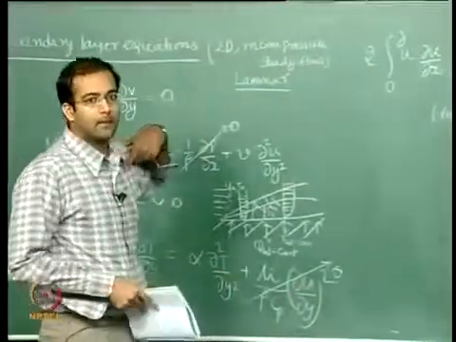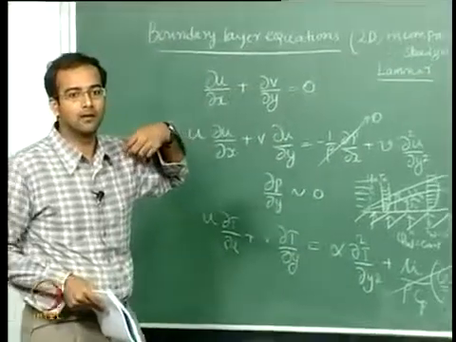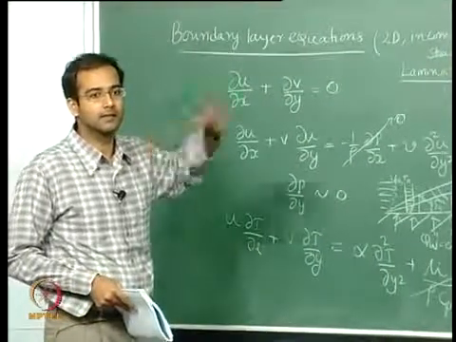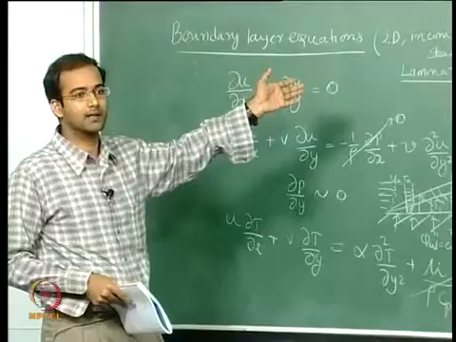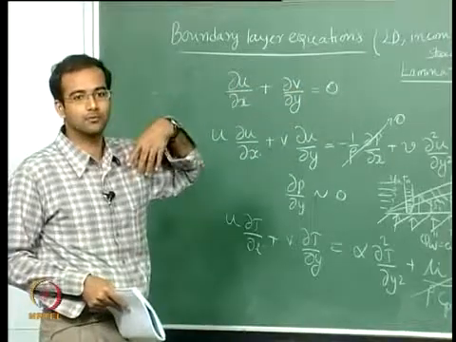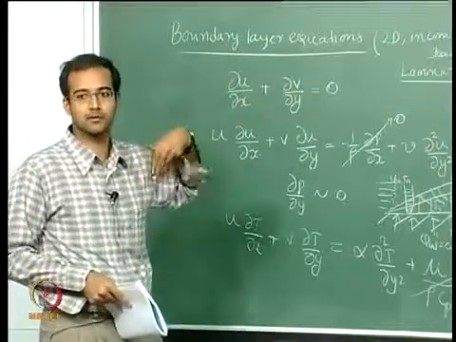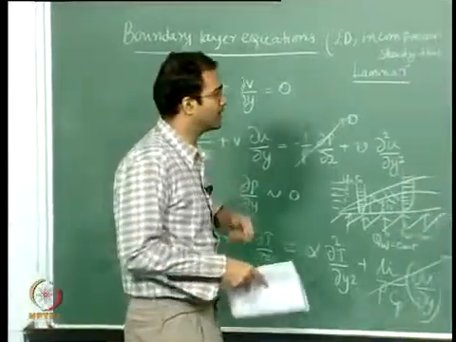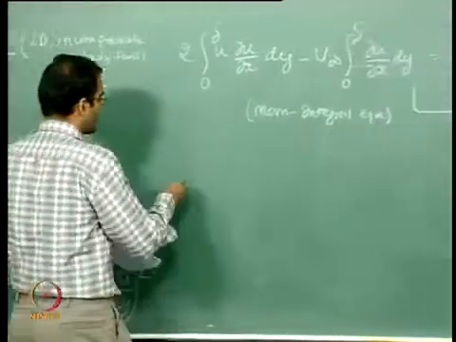This has changed v into u. Yes, this is your momentum integral. Your momentum integral is written only in terms of u. Your entire equation is in terms of u. There is no v coming there. And of course your momentum integral, right? What is your momentum integral?